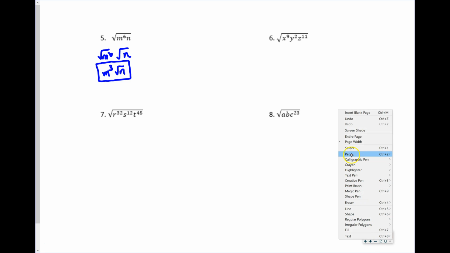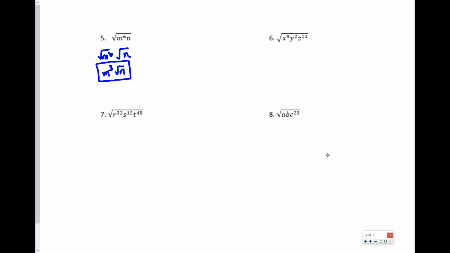Number 6 makes it a little trickier, but by adding 1 more to each of them. So it's like saying, okay, the square root of x to the 9th, square root of y squared, and the square root of z to the 11th. Do one at a time. X to the 9th. Okay, now this one is a little tricky.